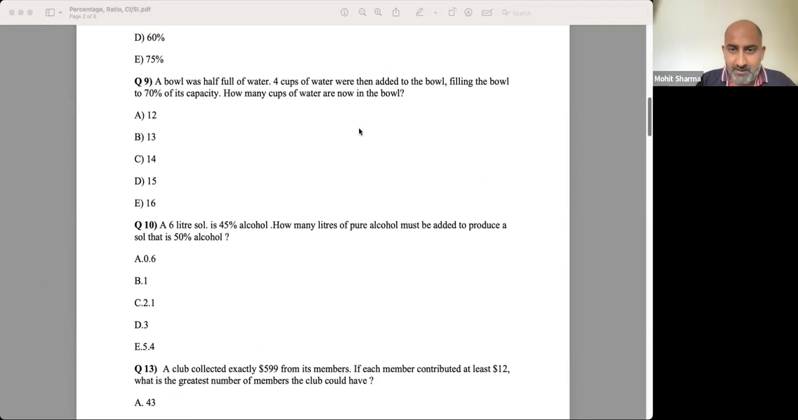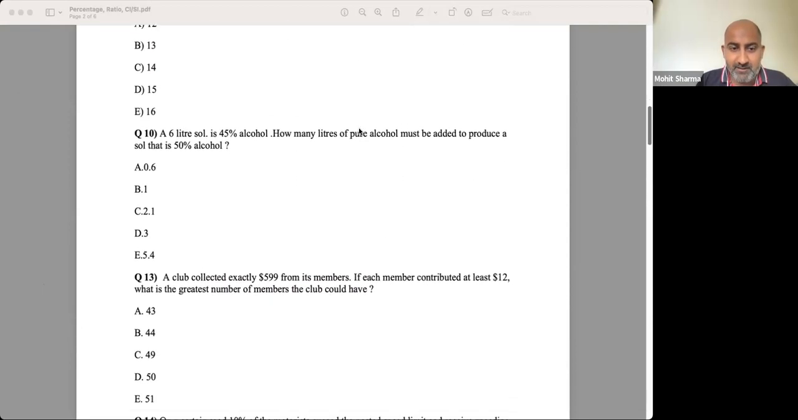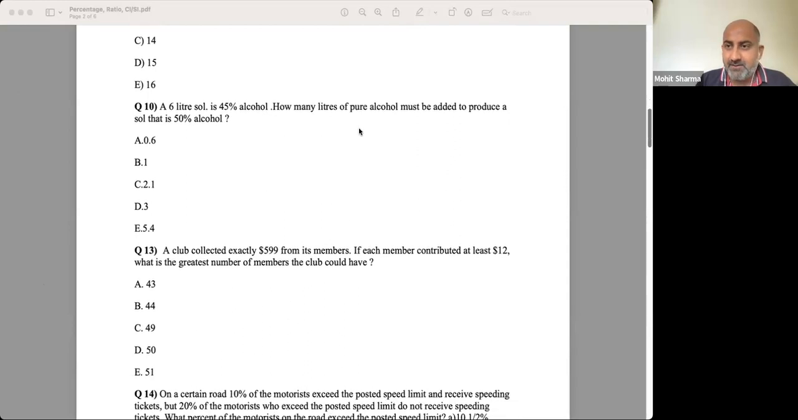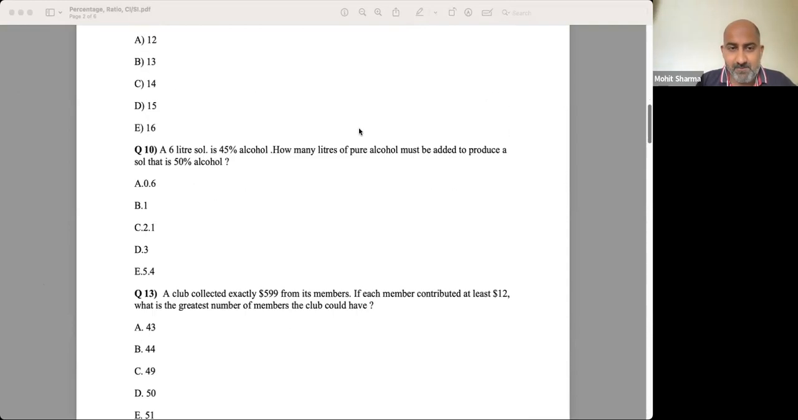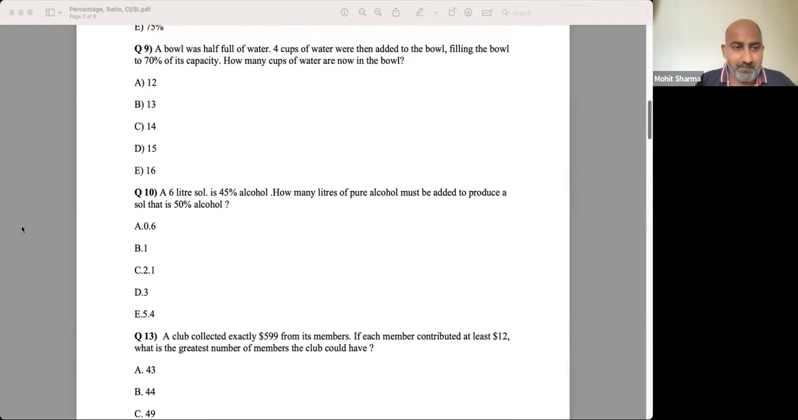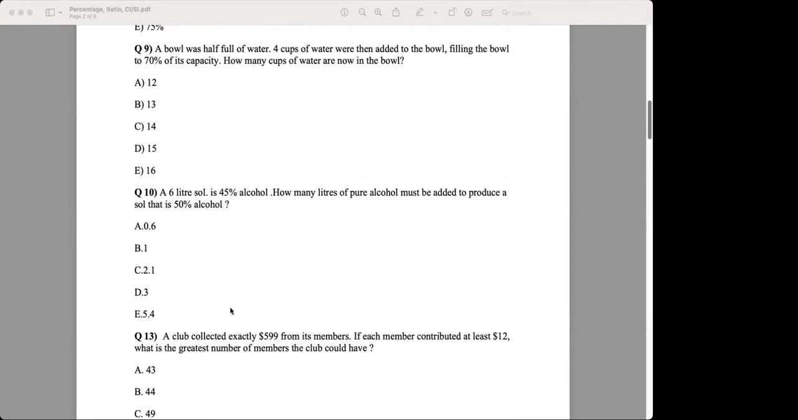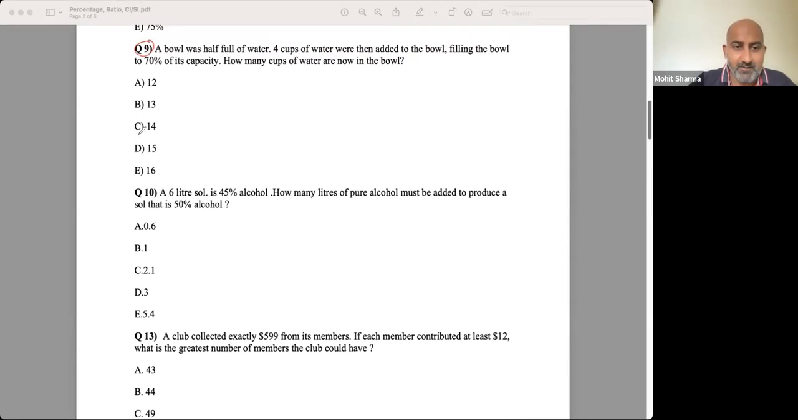Okay, now let's try 9, 10, and 13. Try them. 10 also, sir. 9, 10, 13. These three questions. I don't know what is happening with numbers. Why are they not in sequence? But okay, these three questions. Give them a try.